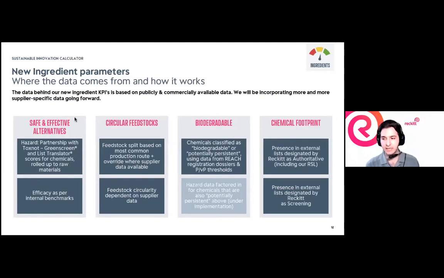For circularity, most of that is coming either from common production routes or from supplier data. For biodegradability, we're taking that from publicly available data from the European REACH process. And again, chemical footprint is fairly straightforward in terms of looking at those external lists. But it is important here to note that obtaining that data from supplier is key, and that is always going to be the best quality data that we can use in this assessment.